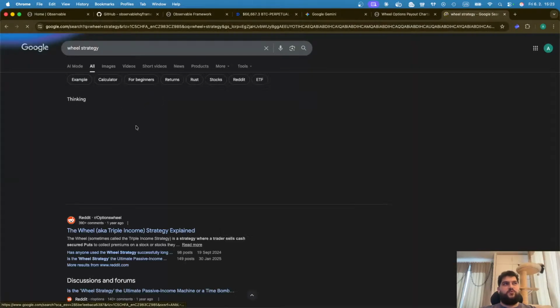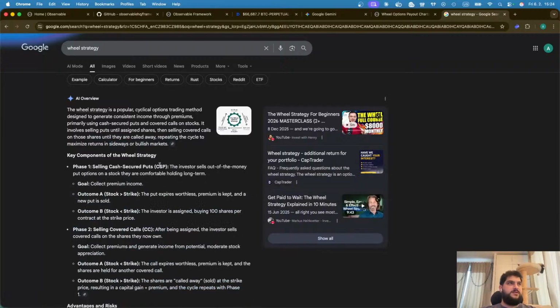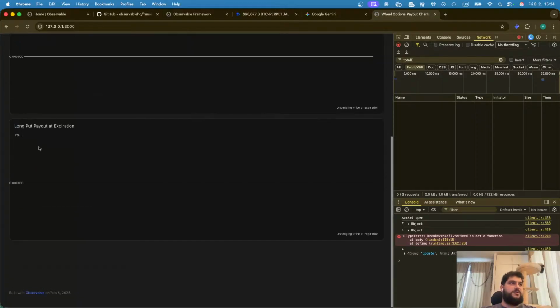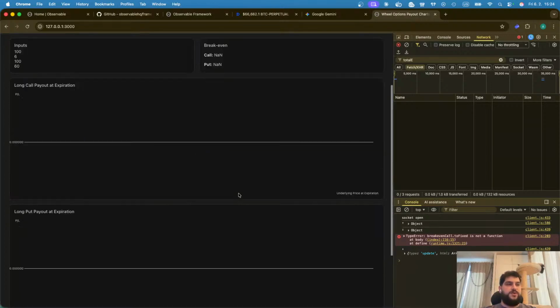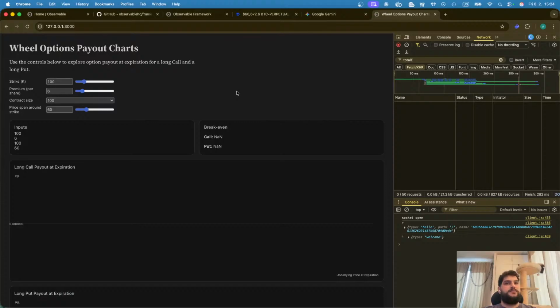Let me just check one more time. The wheel strategy is a popular options trading method designed to generate income through premiums. It involves selling puts until assigned shares, then selling covered calls on those shares until they are called away, repeating the cycle to maximize return in sideways or bullish markets. Yeah, that sounds about right, but I don't know why here it shows the long call payout, when it should be the short call payout actually. But okay, let's see what's in here.